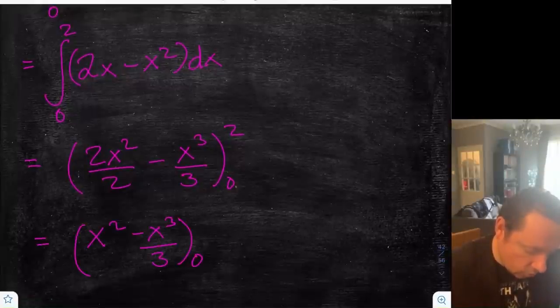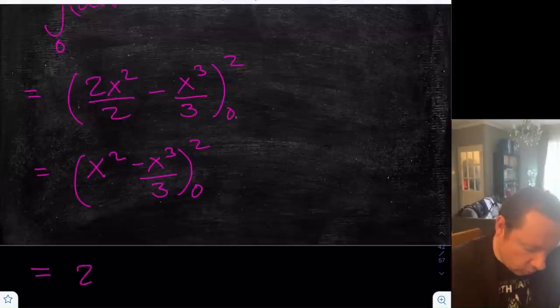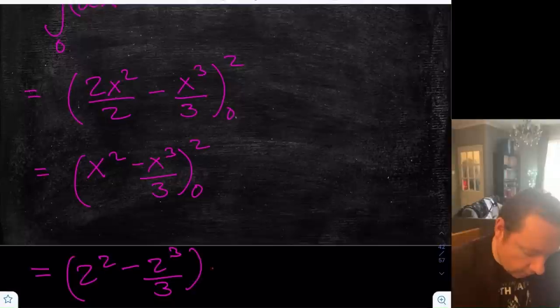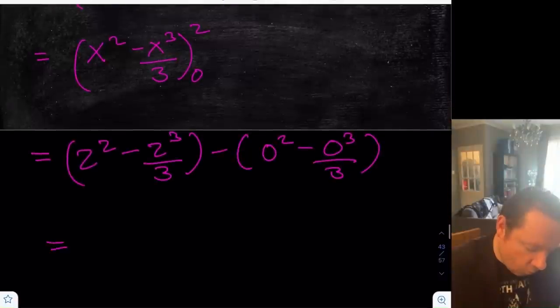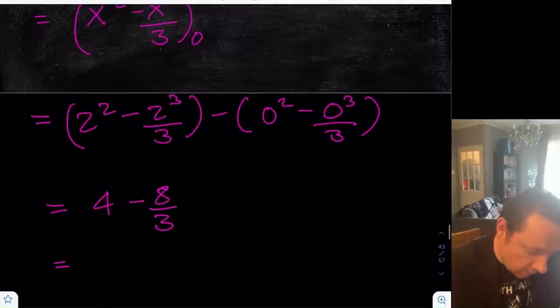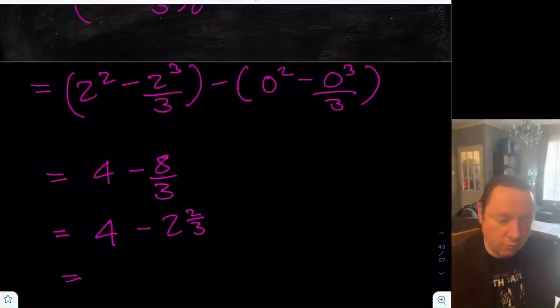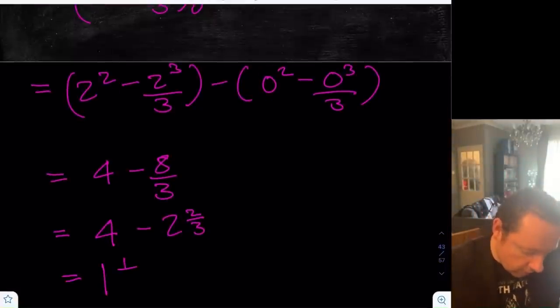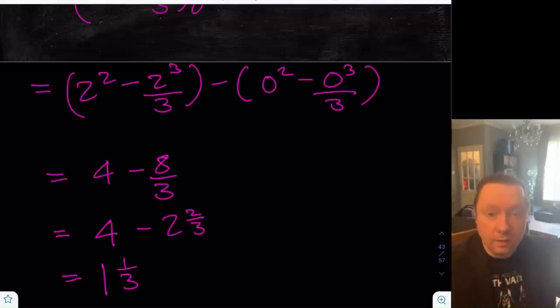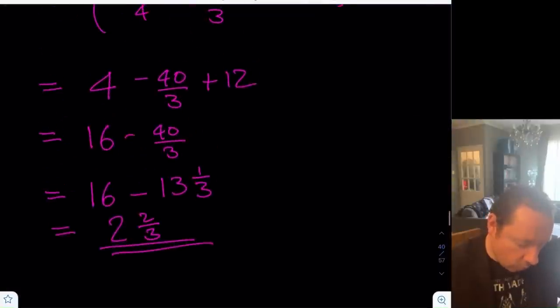Between 0 and 2. So substituting 2 in, we get 2 squared minus 2 cubed over 3. Take away 0 squared minus 0 cubed over 3. That gives me 4 minus 8 thirds. That's 4 minus 2 and 2 thirds. That is 4 minus 2 is 2, take away 2 thirds is 1 third. So 1 and a third. But if you go back to our original question, the total area was 2 and 2 thirds.